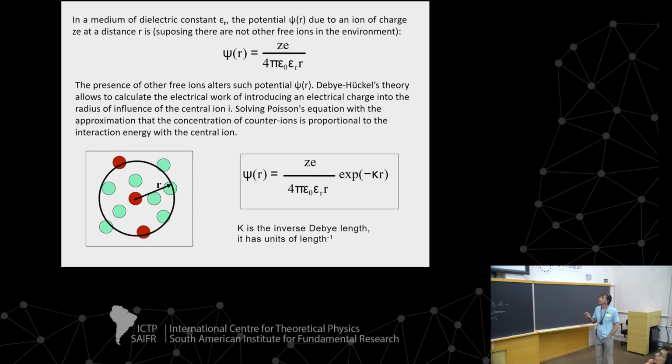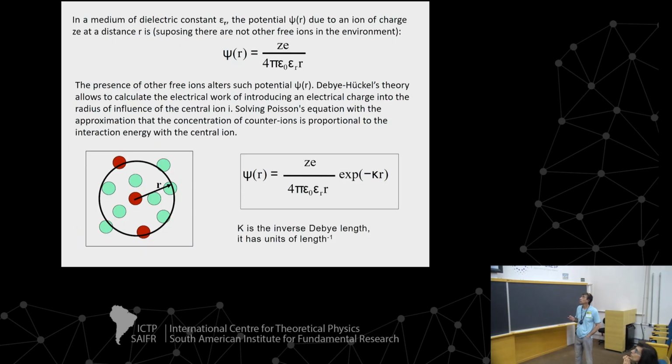In a medium with a certain dielectric constant, we can write the potential of the ion. That would be proportional to the charge of the ion, and again, it's going to be modulated by the dielectric constant of the solvent. And the presence of the rest of the ions is going to alter this potential. And the Debye-Hückel theory tries this, calculating the electrical work of introducing one ion into a solution.